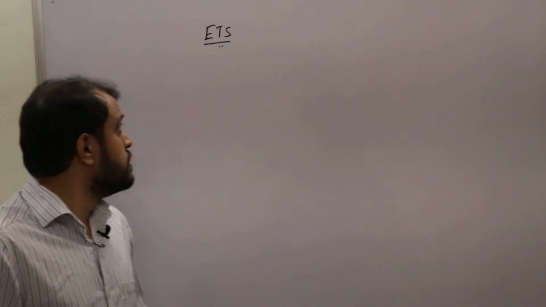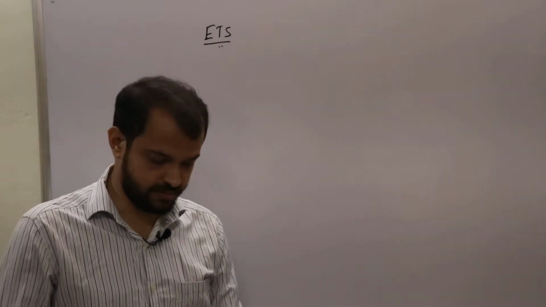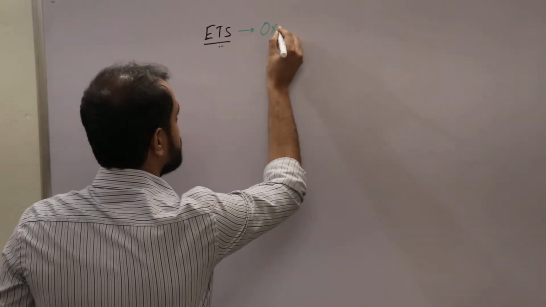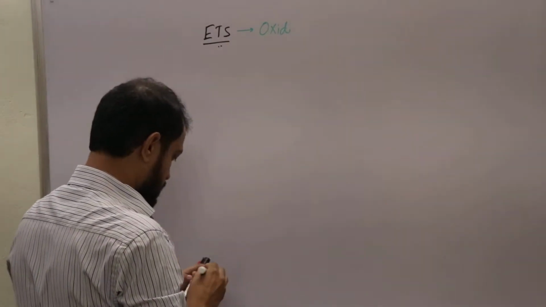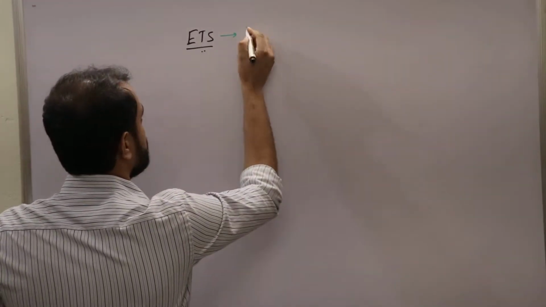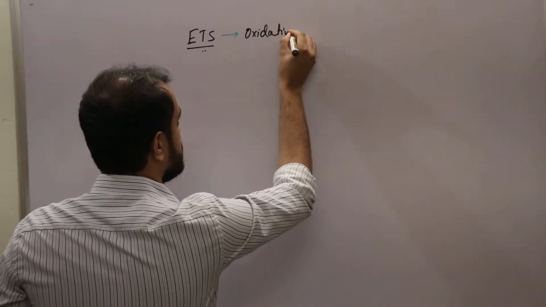Now, ETS is also known by the name of electron transport chain or oxidative phosphorylation. It is also known by the name of oxidative phosphorylation.